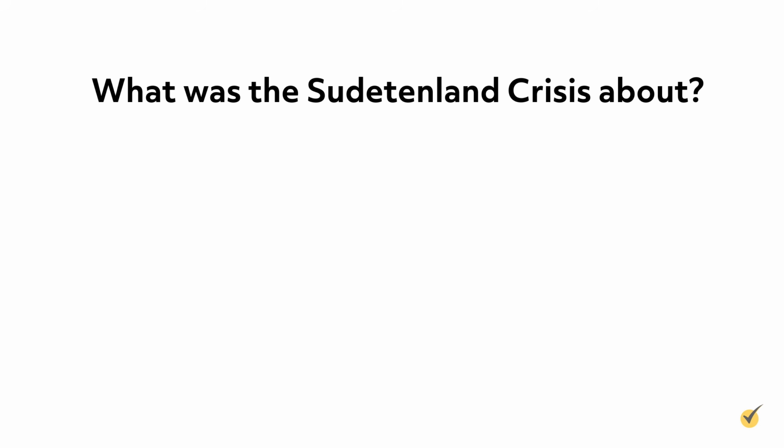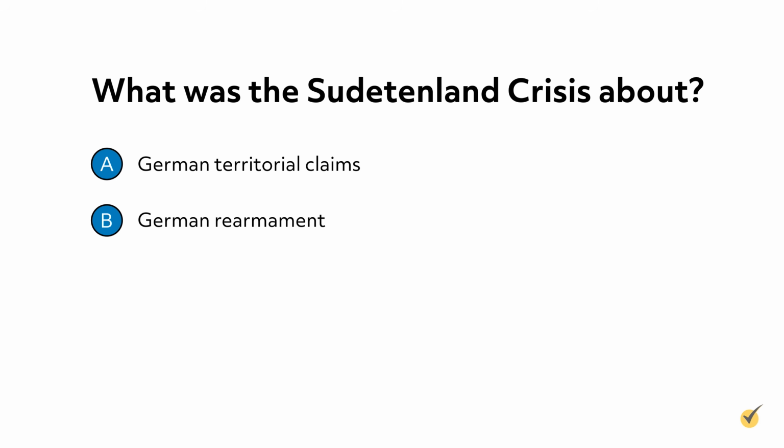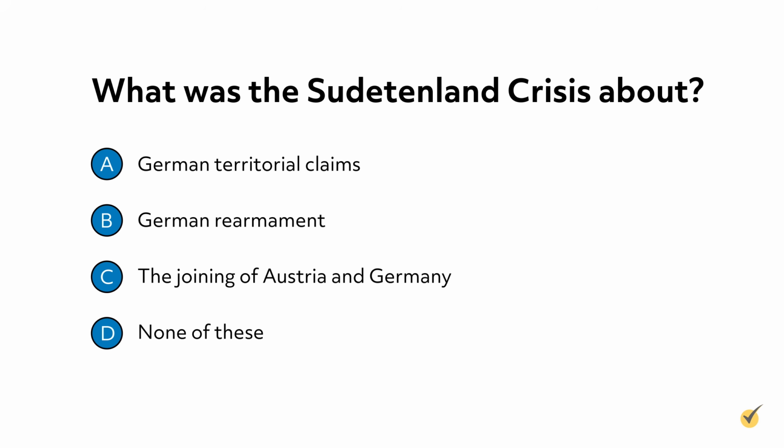1. What was the Sudetenland crisis about? A. German territorial claims. B. German rearmament. C. The joining of Austria and Germany. D. None of these. The answer is A. German territorial claims.